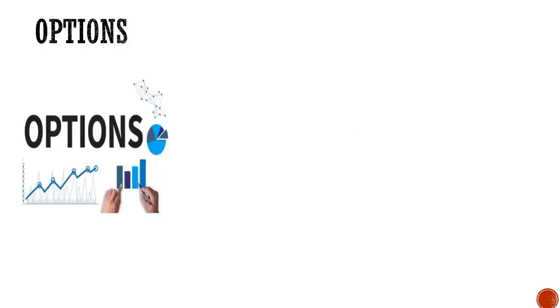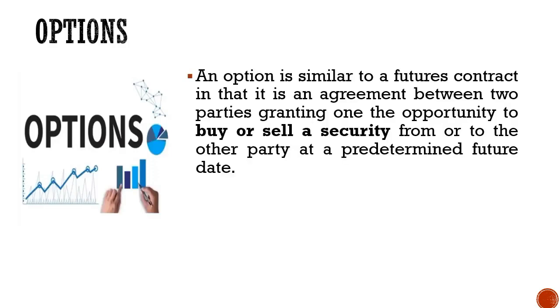Now the next type of derivative that we need to learn is the option. Now let us see what is the meaning of option. An option is similar to a futures contract in that it is an agreement between two parties granting one the opportunity to buy or sell a security from or to the other party at a predetermined future date.